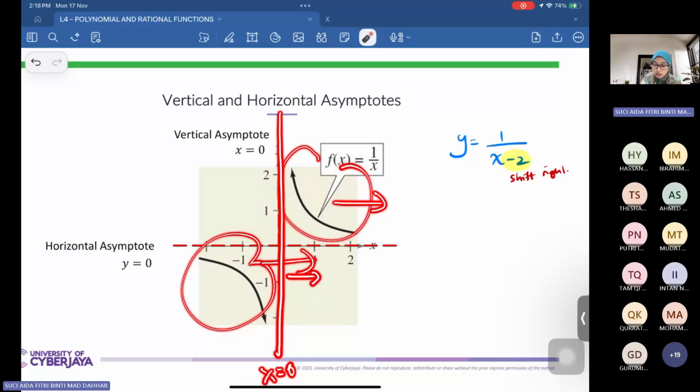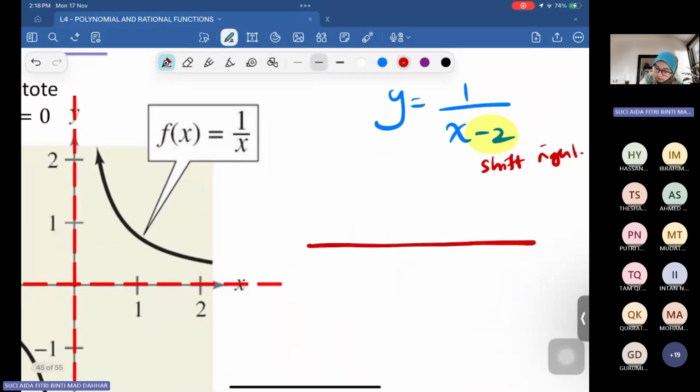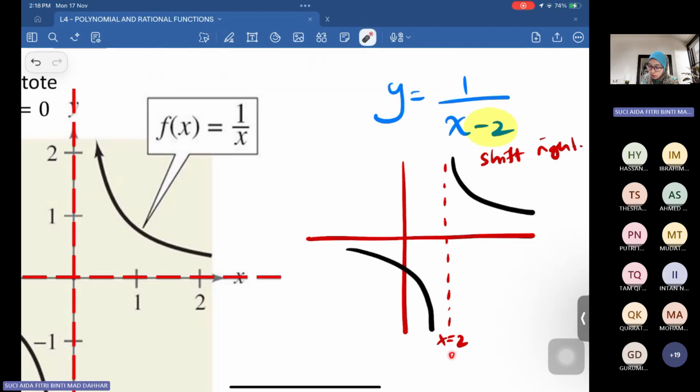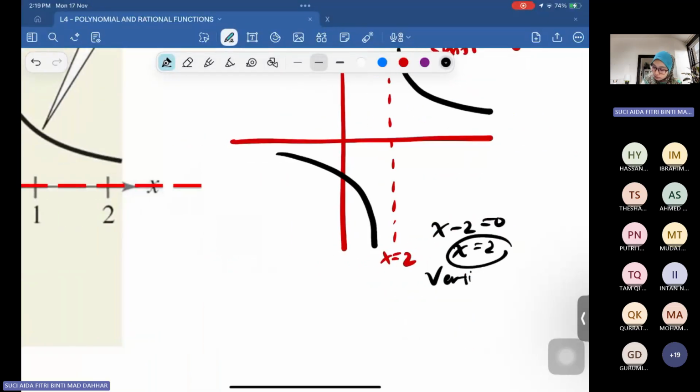So when you move 2 units to the right, this is now your vertical asymptote, x equals 2. So your graph is now lying on this side, one here and then one here. How do we get x equals 2? By taking the denominator function equal to 0. If you take x minus 2 equals 0, then you will get x equals 2. So this is your vertical asymptote.